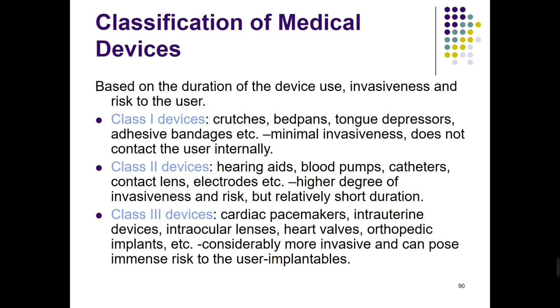And then we have class 2 devices. For example, hearing aids, blood pumps, catheters, contact lens, electrodes, etc. They have a higher degree of invasiveness and risk, but relatively short duration. And then we have class 3 devices. Examples are cardiac pacemakers, intrauterine devices, intraocular lenses, heart valves, orthopedic implants, and they are considerably more invasive and can pose immense risk to the user, implantables.